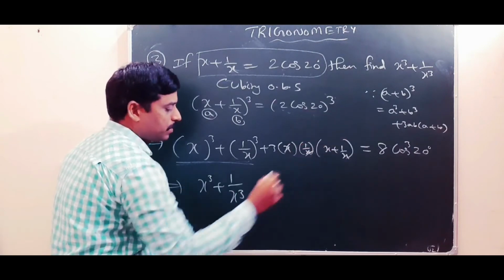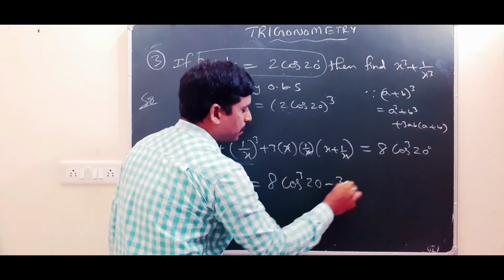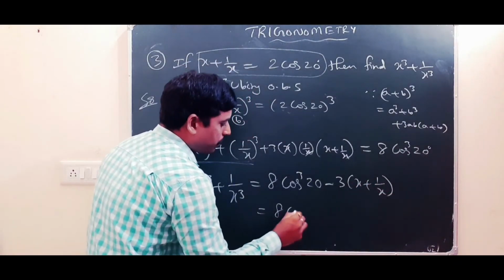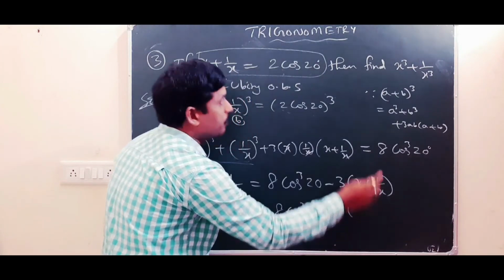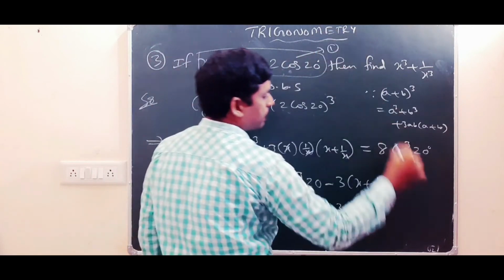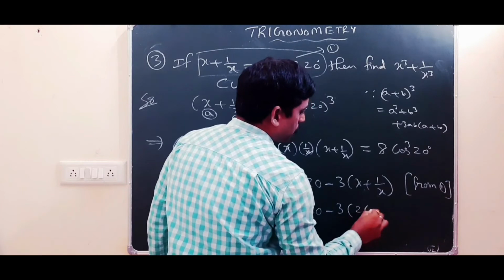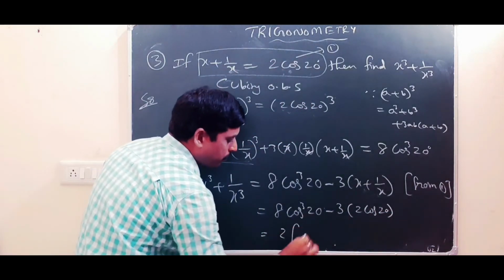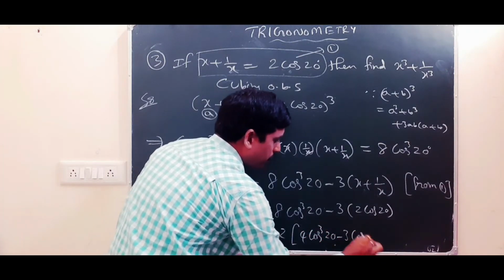This positive value we bring to the right side: 8 cos³ 20 minus 3 times (x + 1/x). The value of x + 1/x from the statement, so let us take equation 1, is 2 cos 20. In this one, take 2 out common: 4 cos³ 20 minus 3 cos 20.